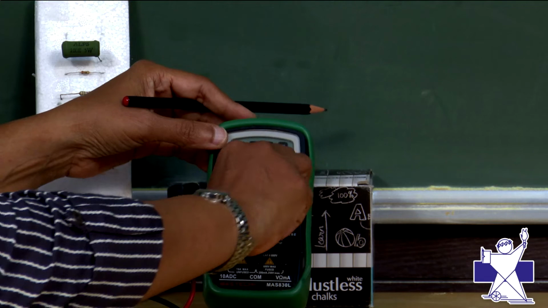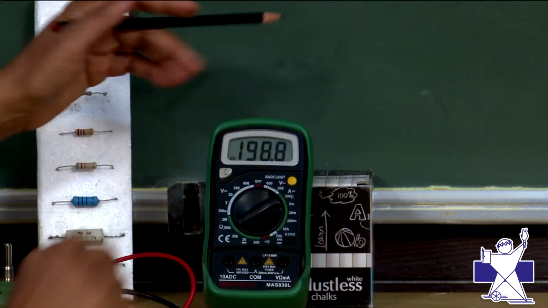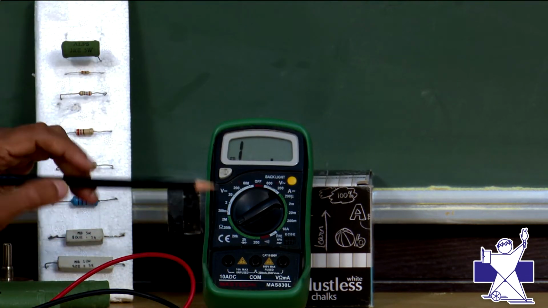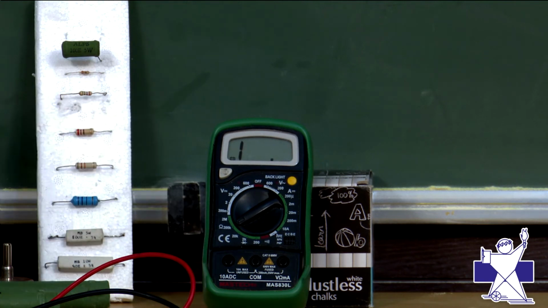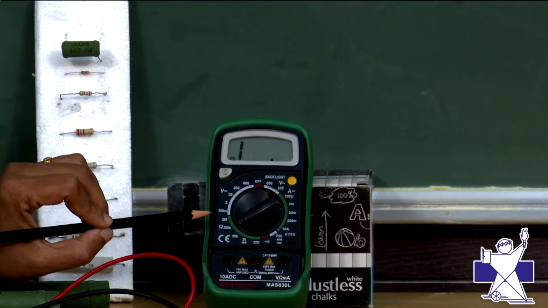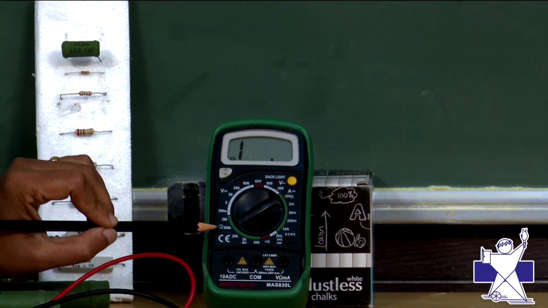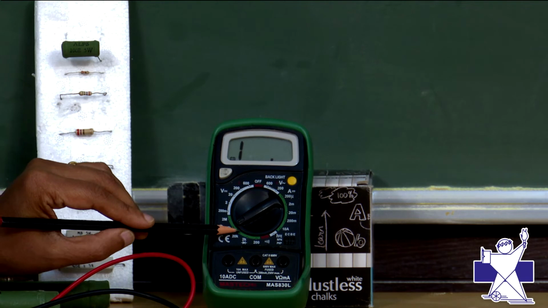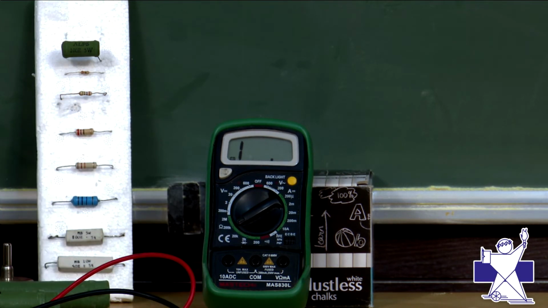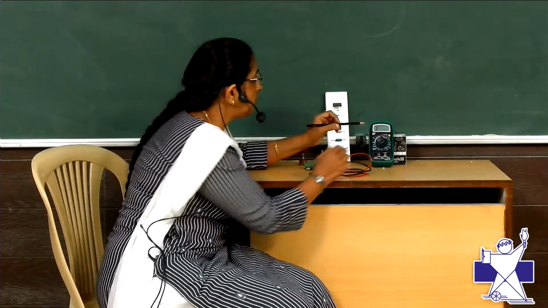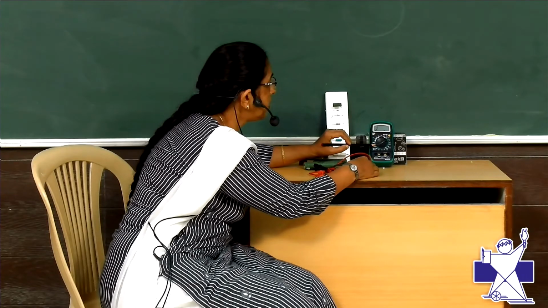Now again coming to the green one. See here the green range, the symbol is ohm. That means you can measure the resistance. So for resistance you can measure 2 mega ohms, 200 kilo ohms, 20 kilo ohms, 2 kilo ohms and 200 ohms. Depending upon our requirement, again you keep the knob wherever you want.